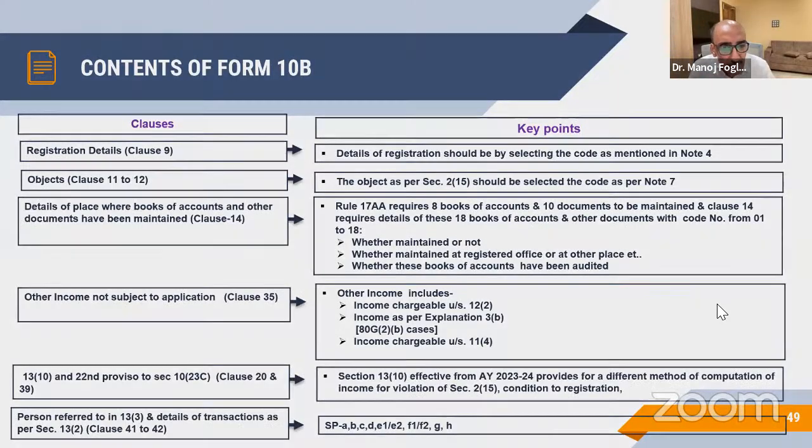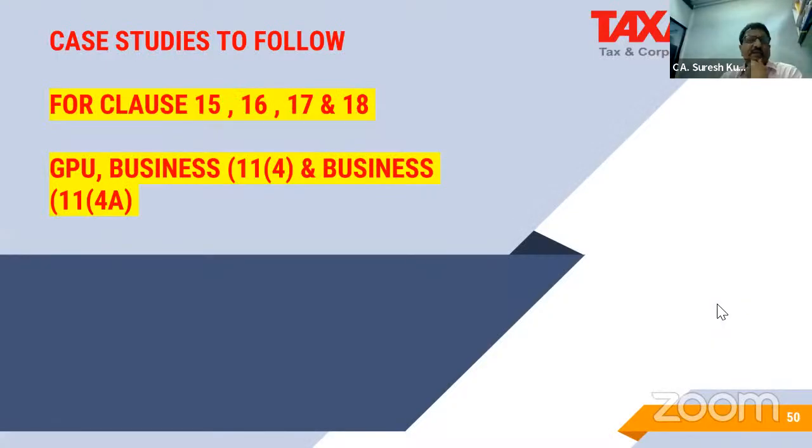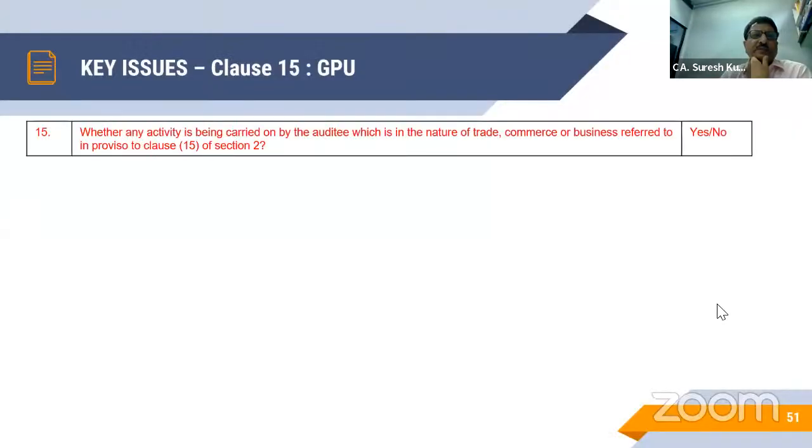Yeah. So we are taking the key issues from clause 15, 16, 17, 18 for GPU, section 11(4) and section 11(4A). So Tarunji, you can now take up this issue. And while we take the key issues, Suresh, you can explain what you would have otherwise done, so that we'll see.